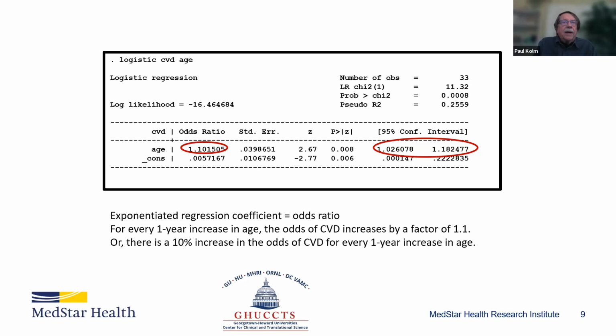So the way that I interpret this is, for every 1 year increase in age, the odds of cardiovascular disease increases by a factor of 1.1. Or another way of saying that is there's a 10% increase in the odds of cardiovascular disease for every 1 year increase in age. And where do I get the 10%? Well, you can see on the odds ratio that if we take the odds ratio minus 1, that is interpreted as a percent change, a percent increase in this case.